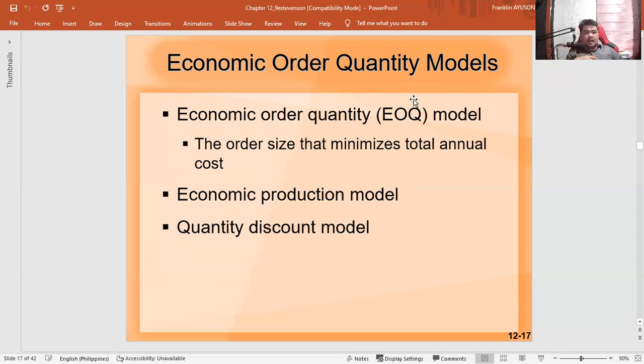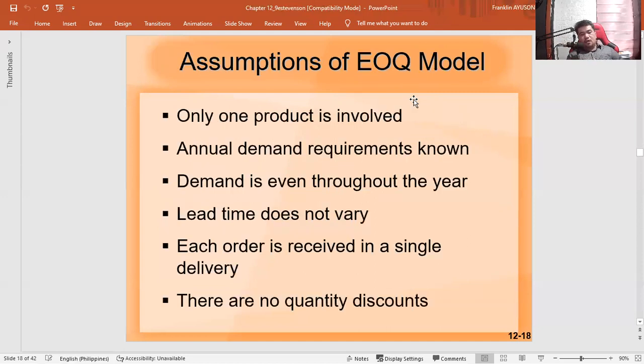Yan. So, dinedetermine natin yan with demand per se also. We need to determine our economic production model, the efficient number of items that we need to put in our inventory or should maintain as part of our inventory in order for us to be more profitable. And in consideration also of the quantity discount. And so EOQ, economic production model, and of course quantity discount.